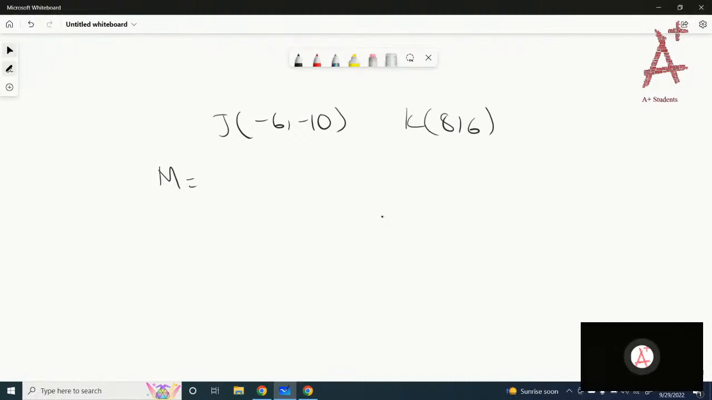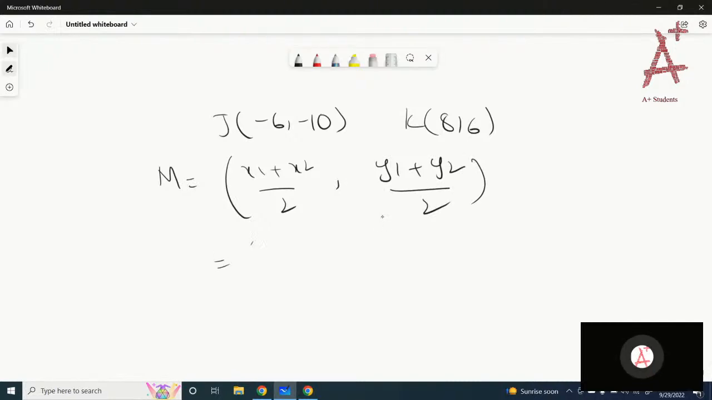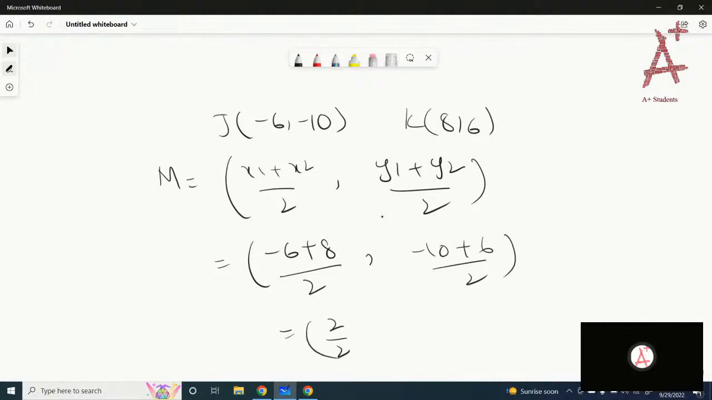So just use the midpoint formula, that is x1 plus x2 over 2 and y1 plus y2 over 2. So x1 is negative 6 and x2 is 8. So negative 6 plus 8 and then negative 10 plus 6 over 2. So negative 6 plus 8 is 2 over 2, and negative 10 plus 6 is negative 4 over 2. So the coordinates are 1 and negative 2. Got it? So select the correct option and click on the OK button. The second option is the correct one.